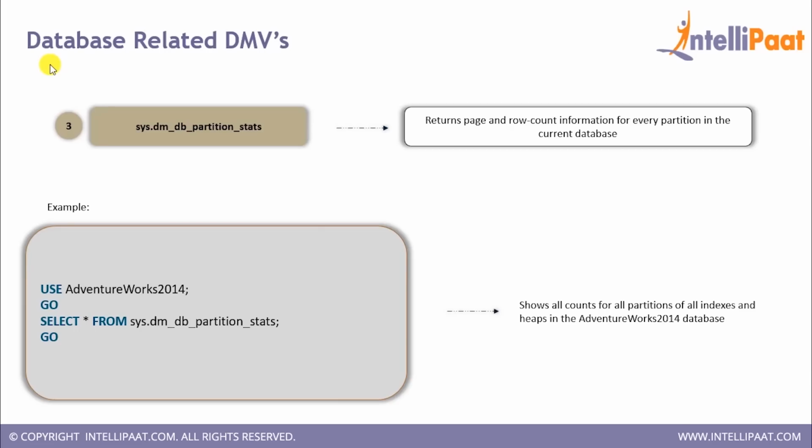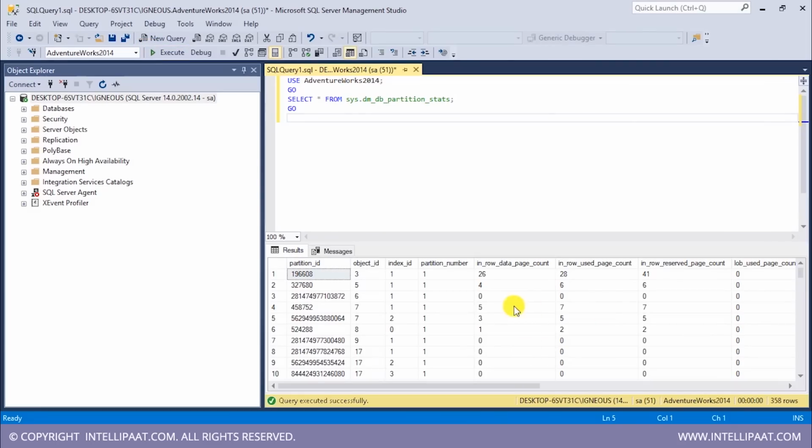Next we have db underscore partition stats, which returns page and row count information for every partition in the current database. And this time we will get the counts for all partitions of all indexes and heaps in the AdventureWorks 2014 database. Let me click on execute. So these are all of the partition stats for all of the indexes and heaps in the AdventureWorks 2014 database.